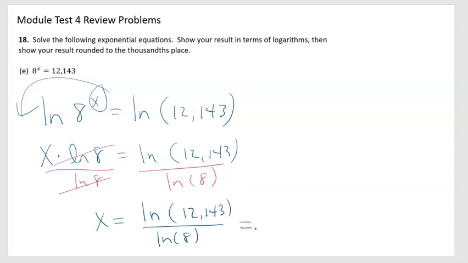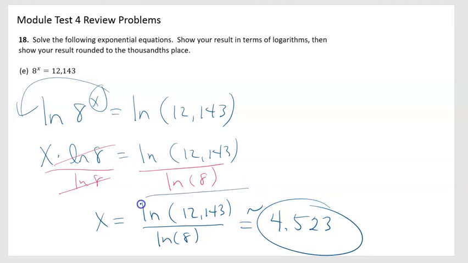Now I'm typing it in. Close out that parentheses. That's really important. And I get 4.5226, and it keeps going, but remember, round to the thousandths place, so 4.523. And again, that's my approximation, whereas this is my exact answer.